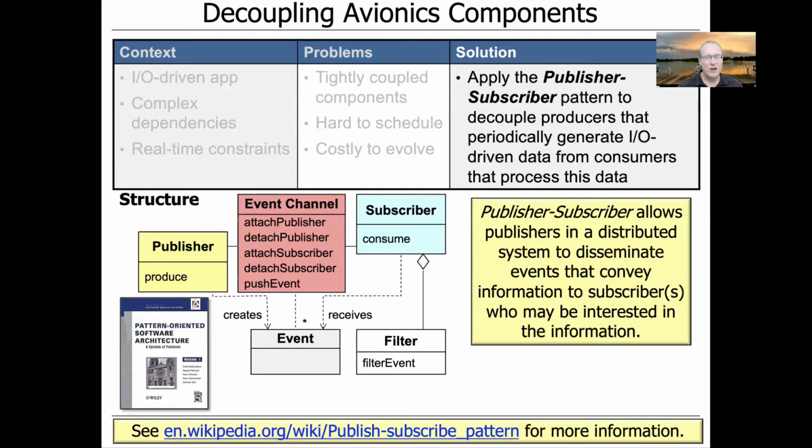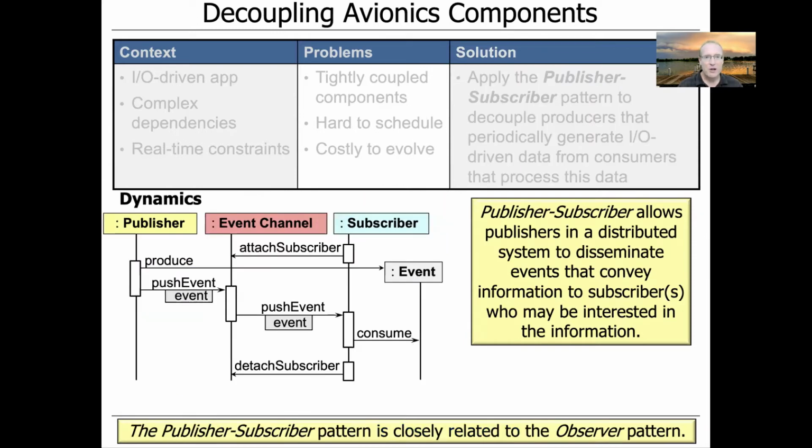And as you can also see here, you can slip in some event filters to avoid having to send every event from publisher to subscriber, which is an improvement upon what you'll see if you look at the observer pattern in the Gang of Four book, which really sends every event that's notified to the subject to all the observers. Here's a more dynamic view of the publisher subscriber pattern.